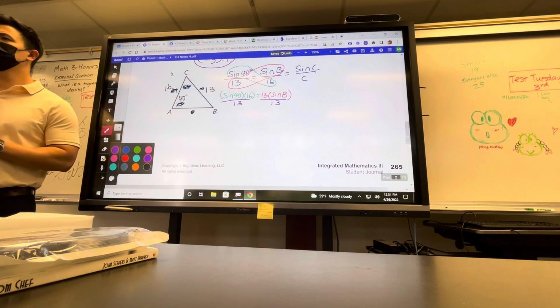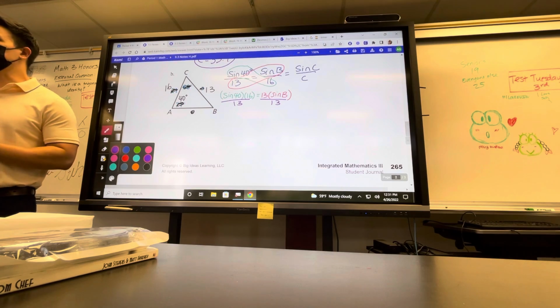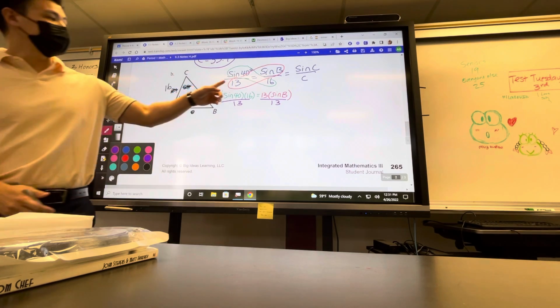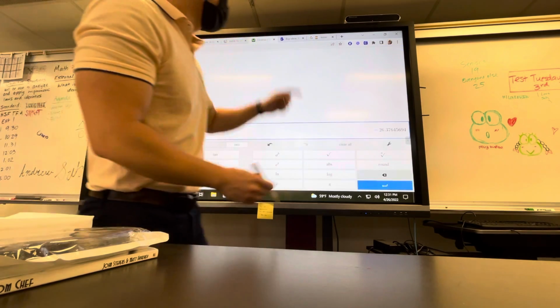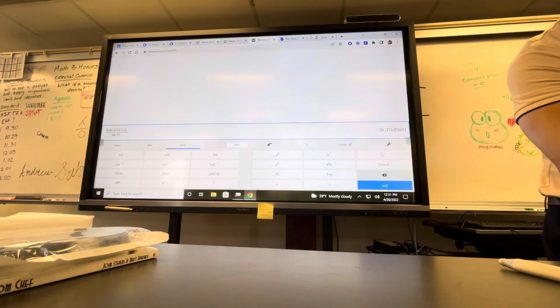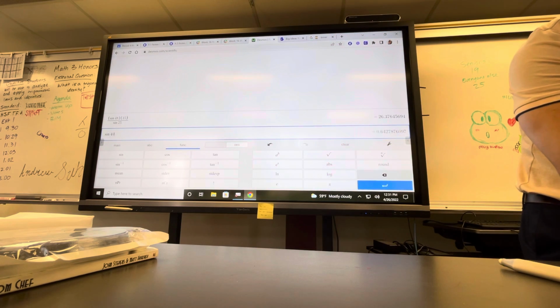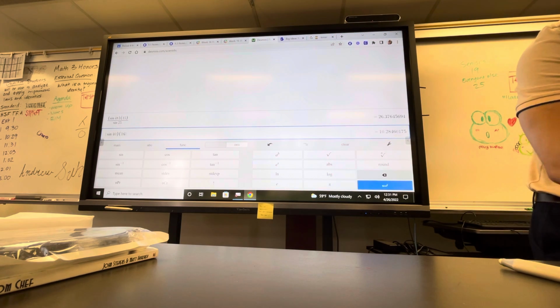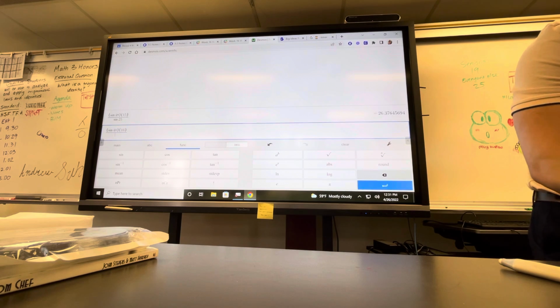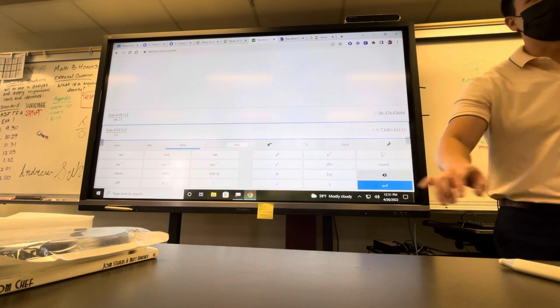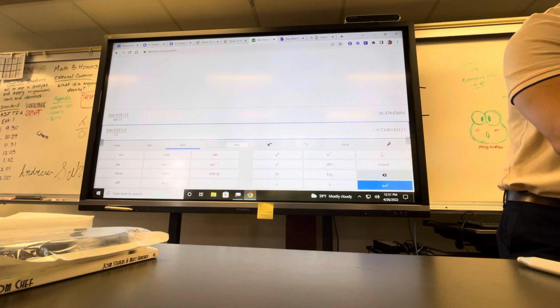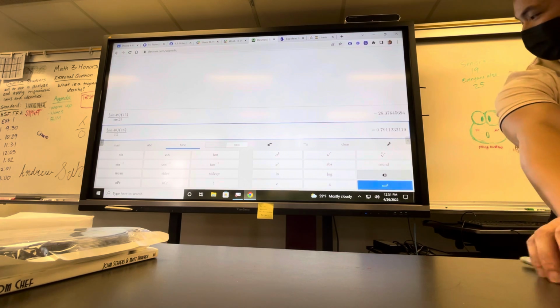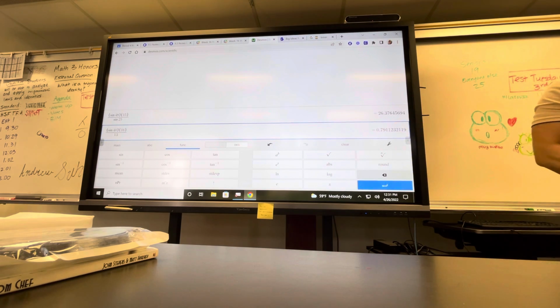Does that make sense? We come across an interesting situation though. If we do this, let's do sine 40 over 16 over 13. Sine 40, 16 over 13. Sorry. We get 0.791123, so on and so forth.